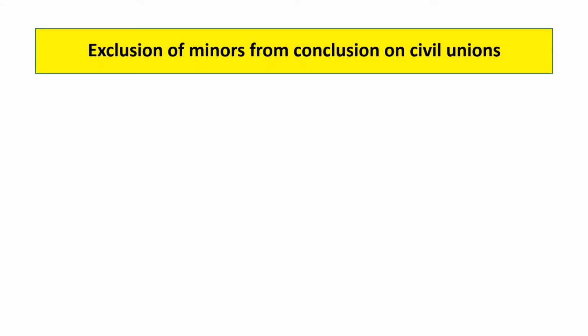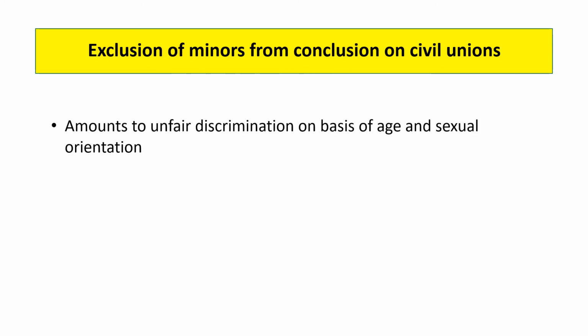We already saw from the definition of a civil union that a child is prohibited from concluding a civil union in terms of the Civil Union Act. We can also note here that this position where a child who wants to conclude a union with a person of the same sex and is not allowed to do so could be challenged as amounting to unfair discrimination based not only on age but also sexual orientation.